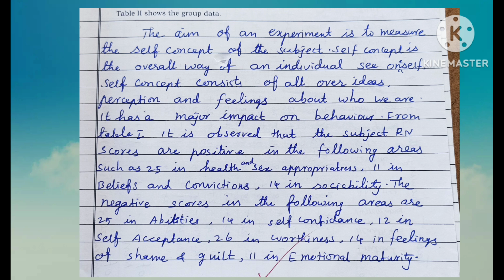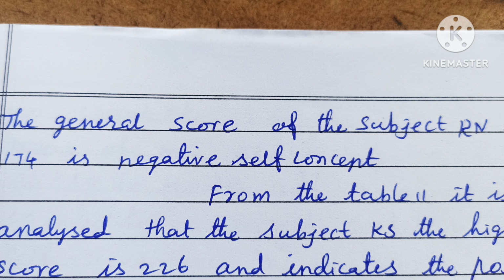My subject has got positive in only 4 dimensions and I have written the score and the dimension name. The subject got negative in 6 dimensions and I have written the mark and the 6 dimension names. In the grand total, my subject has got 174, that is negative. The general score of the subject is 174, which is a negative self-concept.